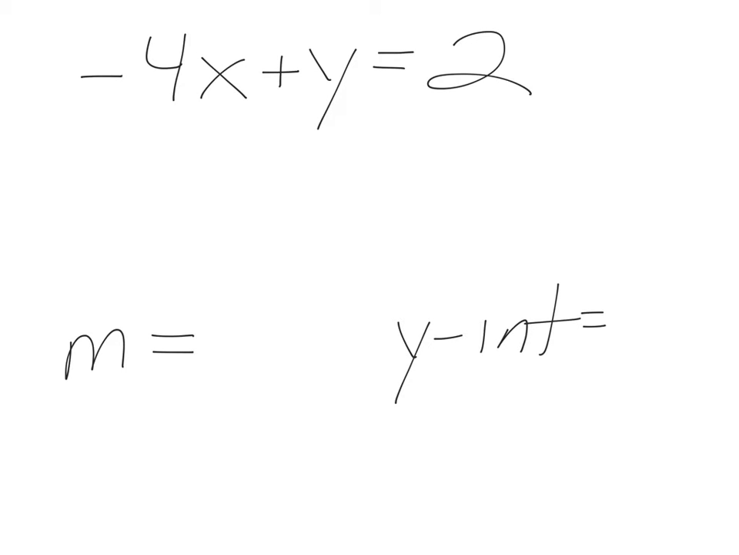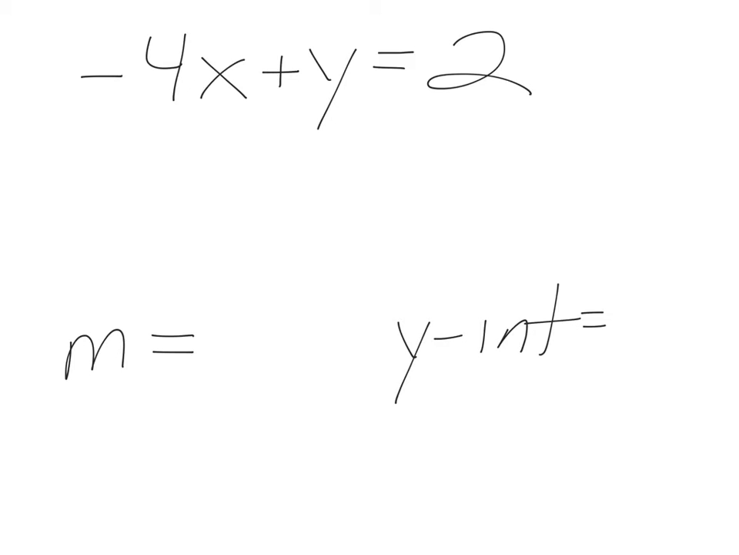Okay, so if we take a look at the equation, the first thing, if you notice, is that it is not in slope-intercept form. So we can't just look at it and say, oh, the y-intercept should be 2. I don't know that. I need to put this into slope-intercept form. So what could I do to put this into slope-intercept form?